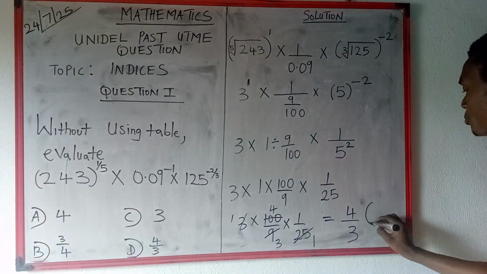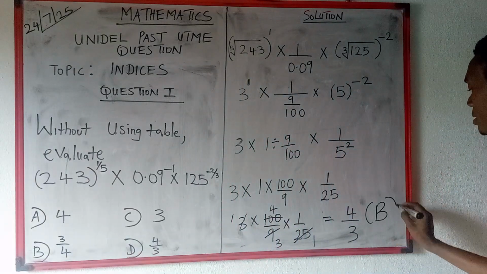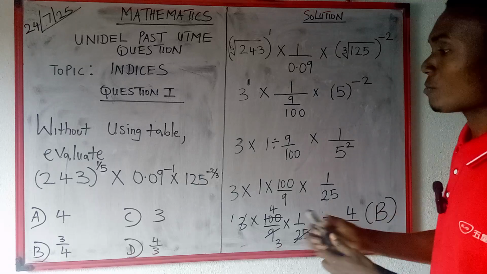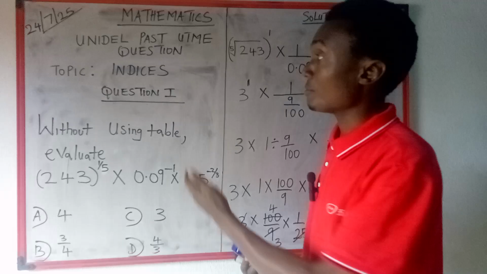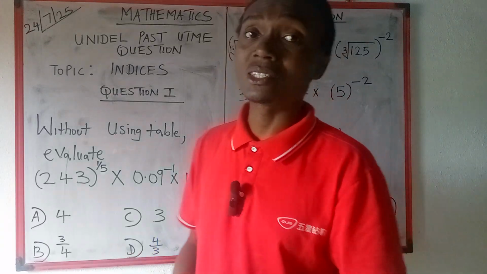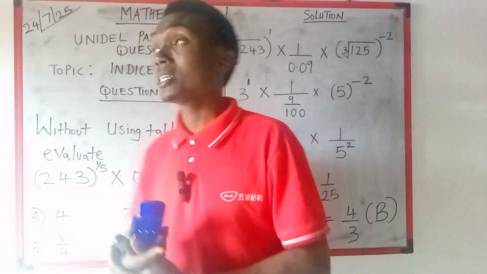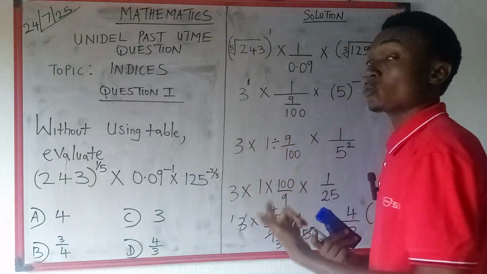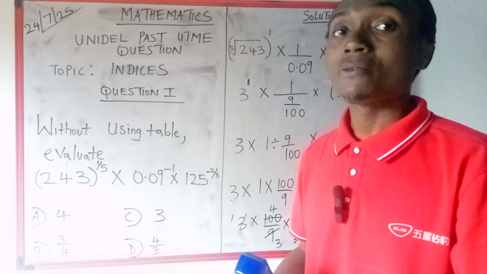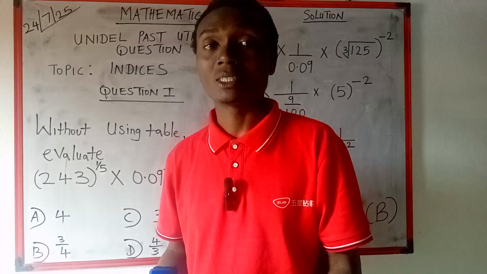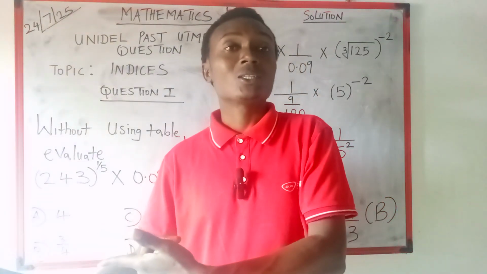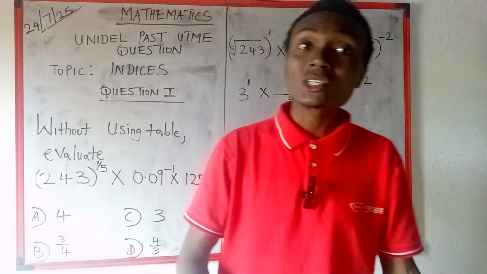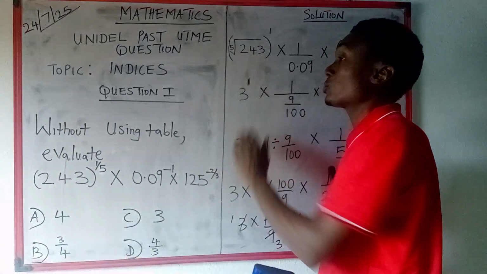So option B. And this is how you solve such type of questions involving indices. So always take note of those things: your square root, cube root, fourth root. Once you see such a thing, just know that you look for a number that you multiply 5 times, or 3 times, or 4 times to give you that particular number.